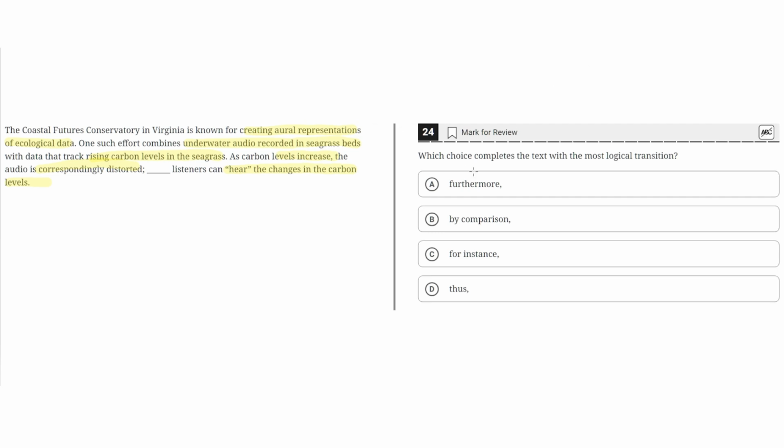So option choice A says furthermore. This is incorrect because furthermore implies that the second clause in this third sentence will merely add on to what was said earlier. But this is not the case, because the second clause shows the result of what was said previously, which is that as carbon levels increase, the audio is correspondingly distorted. And the result of this is that the listeners can hear the changes in the carbon levels. So the second clause didn't serve to merely add more information to the first clause. It shows a result of what happens because of the first clause in the sentence. Therefore, furthermore does not fit here, and A is incorrect.